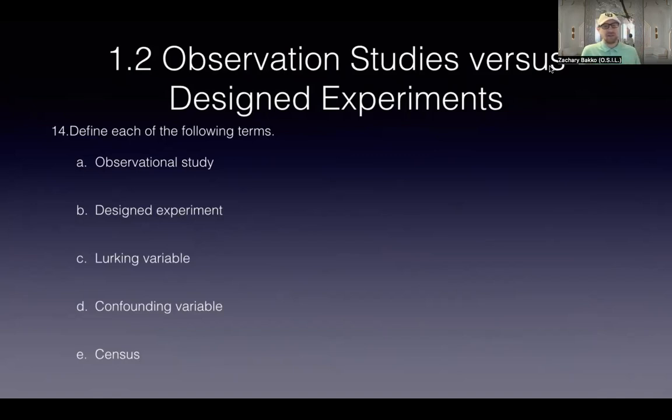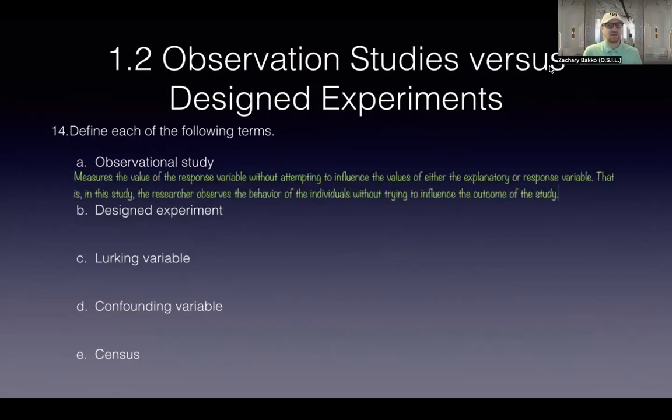So we're gonna do some more definitions. Told you this chapter is definition rich, so we just gotta keep going with the flow with it. Observational studies is what measures the value of the response variable without attempting to influence the values of either the explanatory or the response variable.